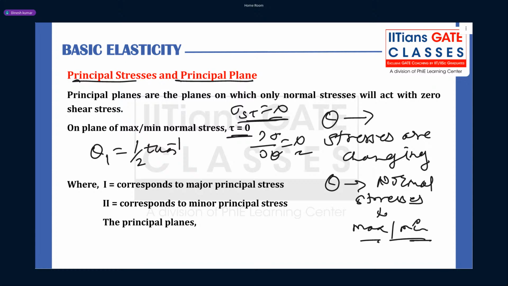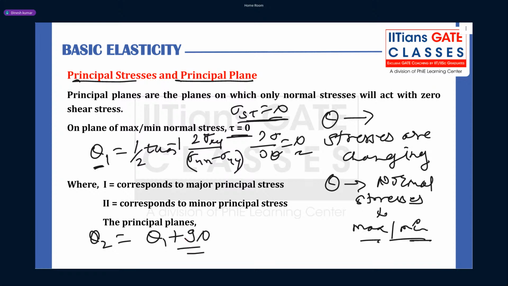Tan inverse 2 tau xy upon sigma xx minus sigma yy. So this is your principal plane. Then you have two principal planes, theta 1 and theta 2. We always know that theta 2 is always theta 1 plus 90 degrees.